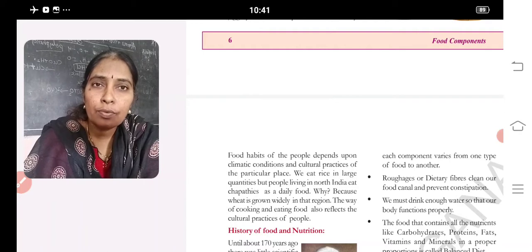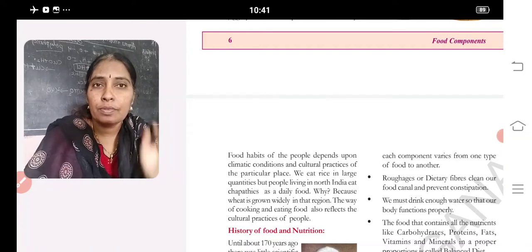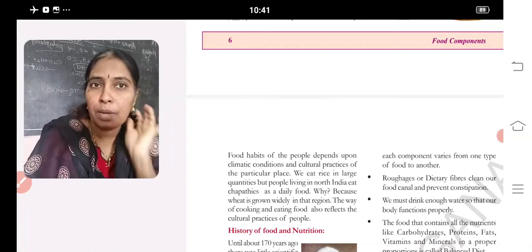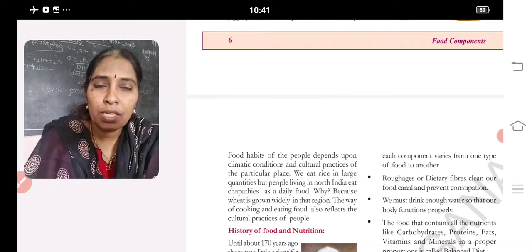How will we test the different food components? The presence of starch can be tested with the help of iodine solution, and the presence of fats can be tested with the help of paper. If the paper becomes translucent, then it is said to contain fats. And next, how will we test the presence of proteins?